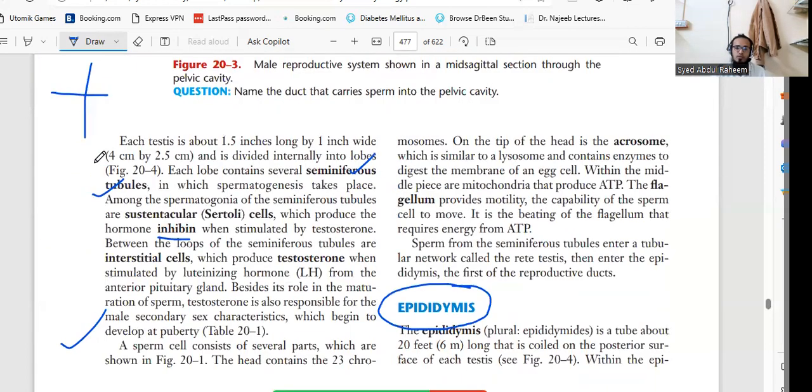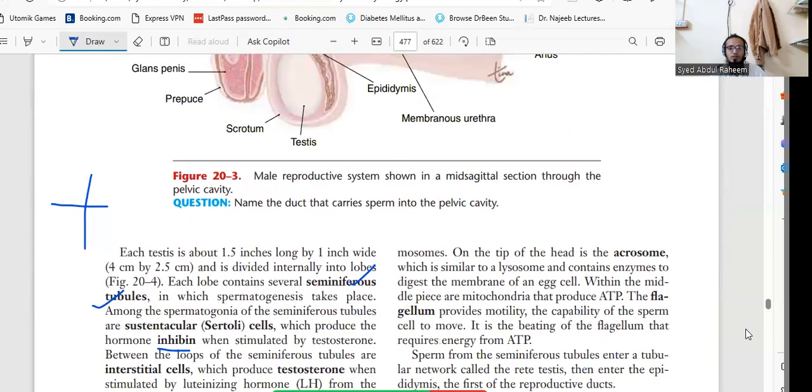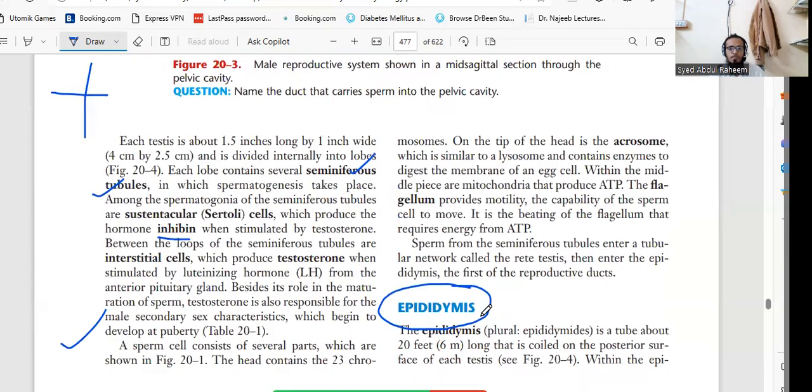Okay, this is very important. You have to understand. Now, this is the process how the sperm will form in the testes. Now, what are the parts of the sperm? The sperm consists of several parts which are shown in figure 21. The head contains 23 chromosomes. On the tip of the head is called acrosome.